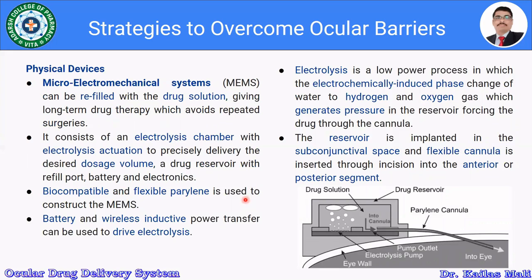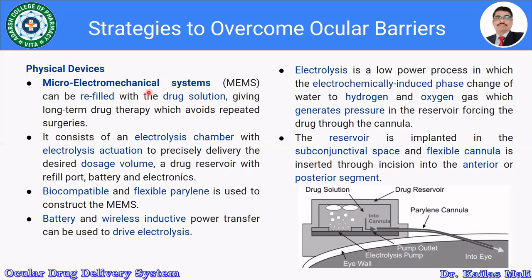Then yet another device is the microelectromechanical system, that is MEMS. MEMS comprises the drug reservoir, then this is a parylene cannula, which is going to deliver the drug into the ocular tissues. Here, this is the pump outlet, this is the electrolysis pump. Here we are using the electrolysis mechanism, which generates gas and exerts pressure on the drug reservoir, and thereby the drug is going to be released into the specific cavities.